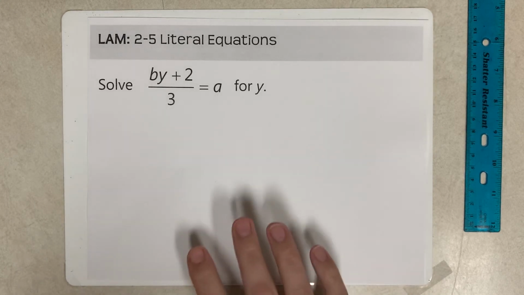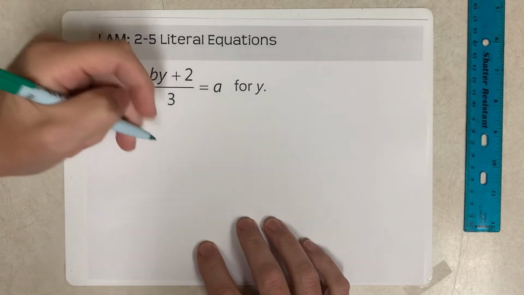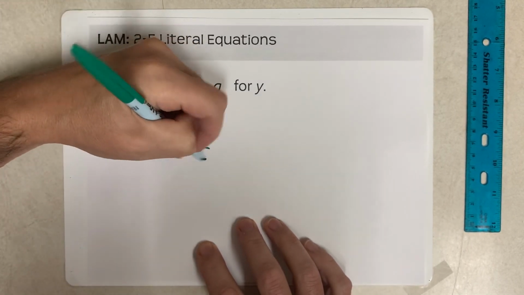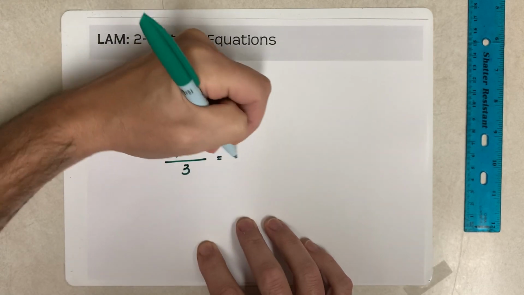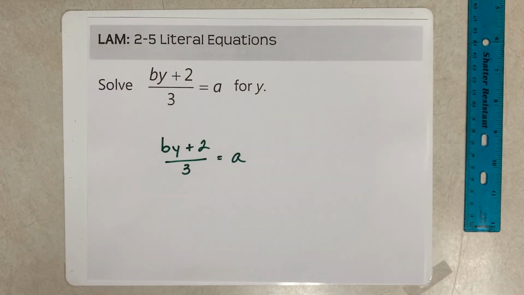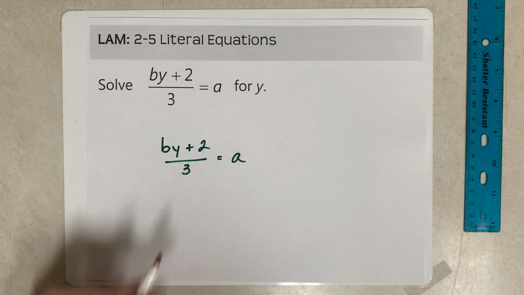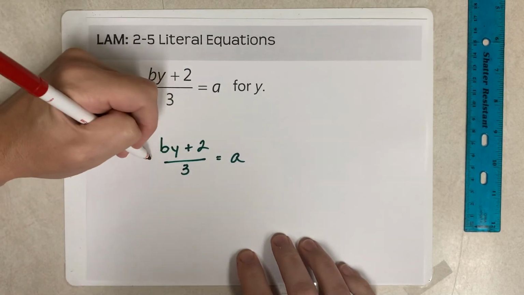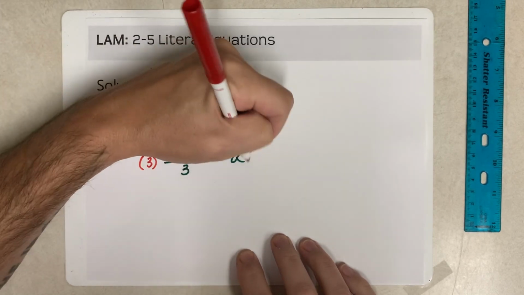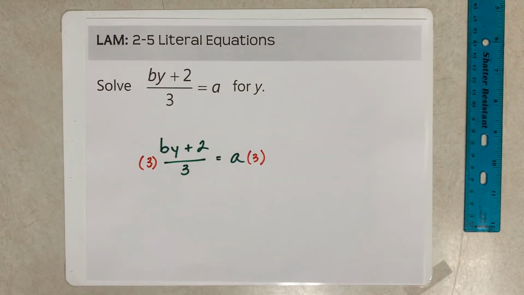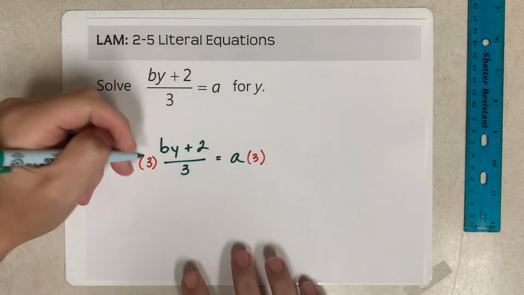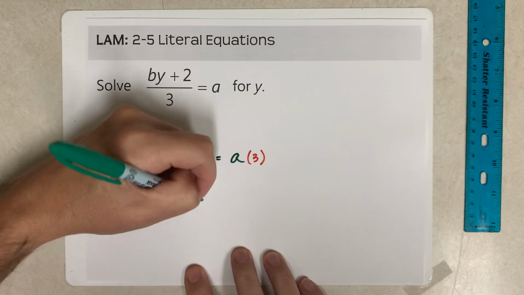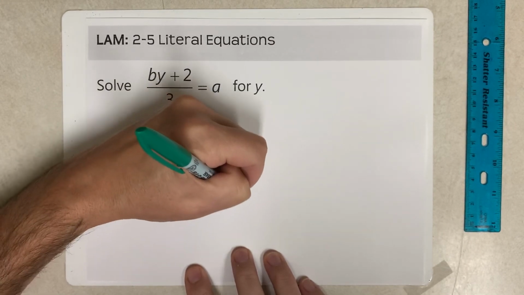Okay, so this time we need to get Y by itself, and it's way up here in this numerator. So we have B times Y plus 2 over 3 equals A. So the first thing that's holding us up is that 3 down there. Not the 2, not the B, but the 3. So we need to multiply both sides by 3 first. Okay, so let's see what that looks like. These will cancel. Bring down my BY plus 2 equals 3A.